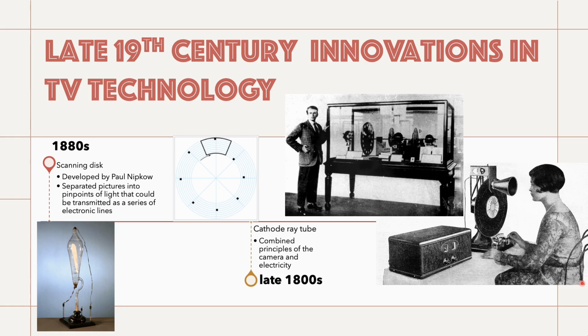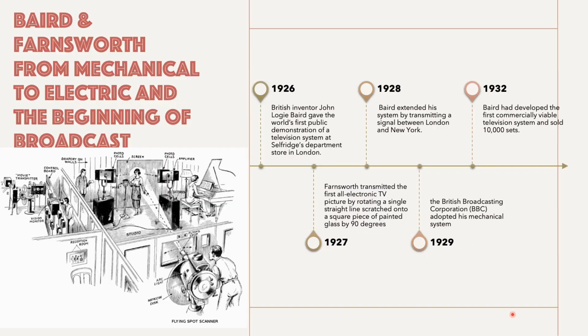Ferdinand Braun, in 1897, played a vital role as the forerunner of the TV picture tube, otherwise known as the cathode ray tube. It was initially created as a scanning device known as a cathode ray oscilloscope. The CRT, or cathode ray tube, effectively combined the principles of the camera and electricity. It had a fluorescent screen that emitted visible light in the form of images when struck by a beam of electrons. But it's really in the beginning of the 20th century that things start to speed up.